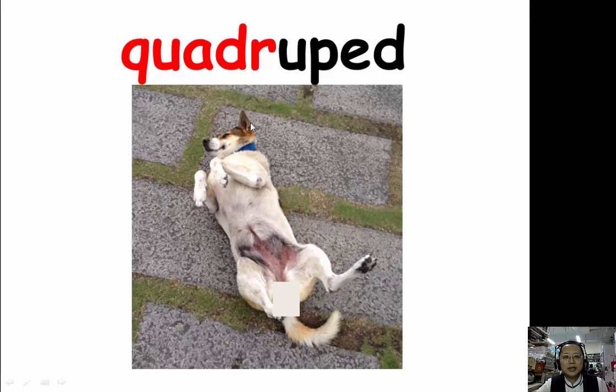Quadruped. Quadruped, the suffix ped means foot. Quadruped, 4 legs. This is our school dog, 小花. 小花 is a quadruped. She has 4 legs. 1, 2, 3, 4. 小花 passed away recently. But we still have lots of quadrupeds in our school.